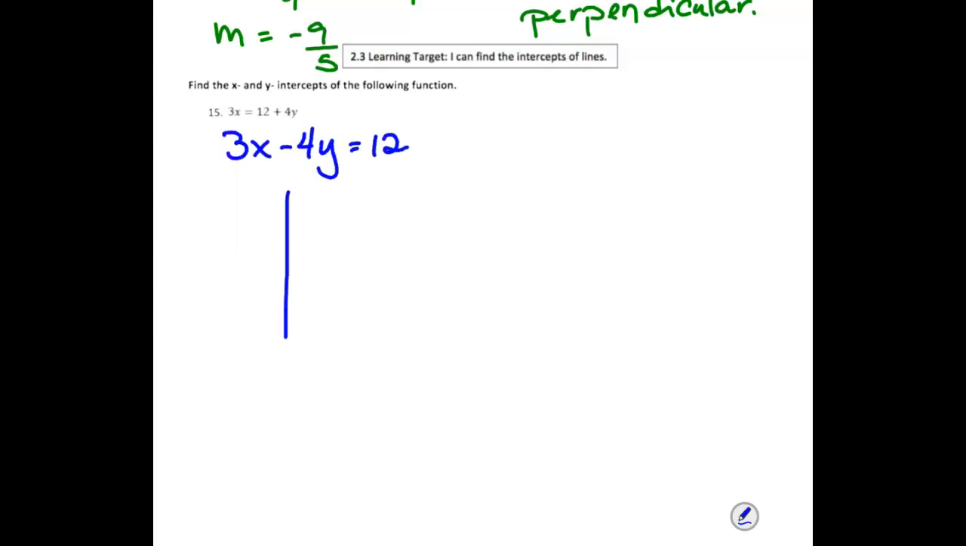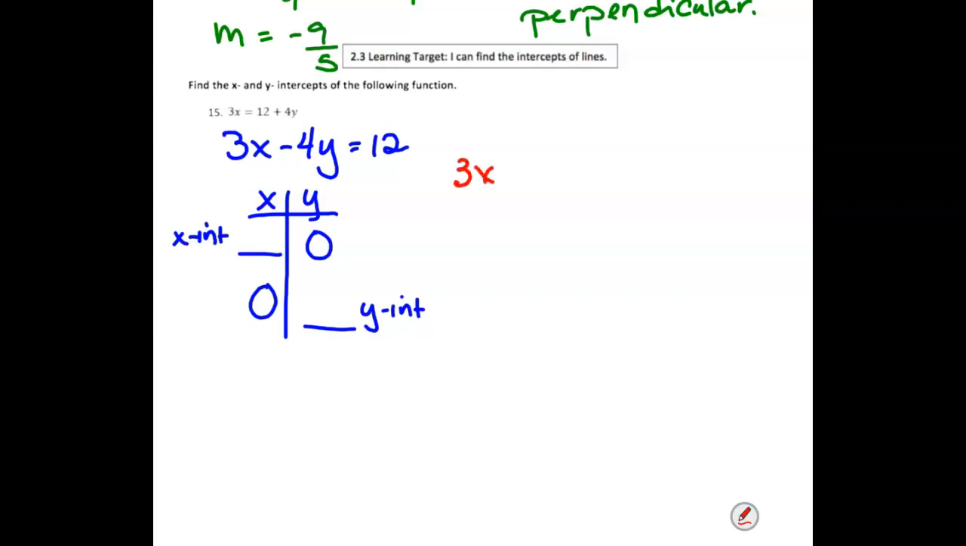And then when we find our x and y intercepts, we are taking turns plugging a 0 in, once for y and once for x. When we plug the 0 in for y, the value we get here will be our x-intercept. And when we plug a 0 in for x, the value we get here will be our y-intercept. So let's look at what happens when we plug a 0 in for y.